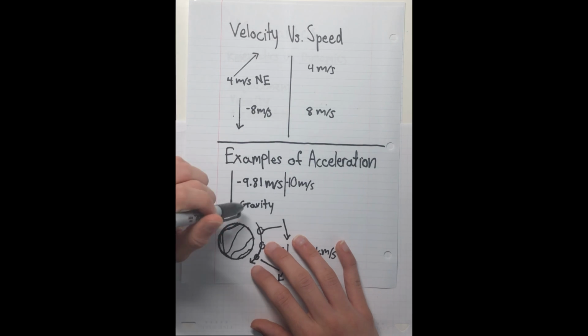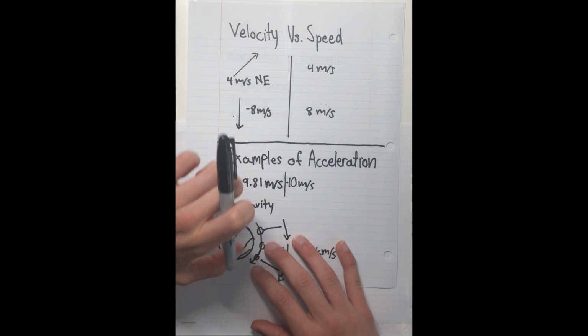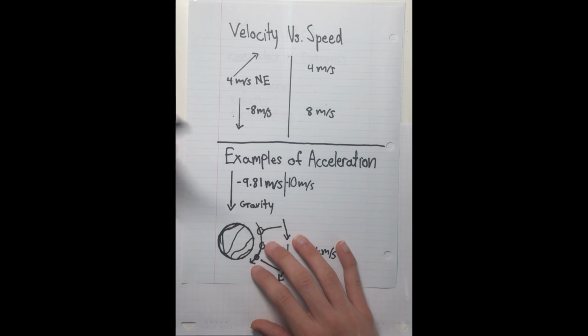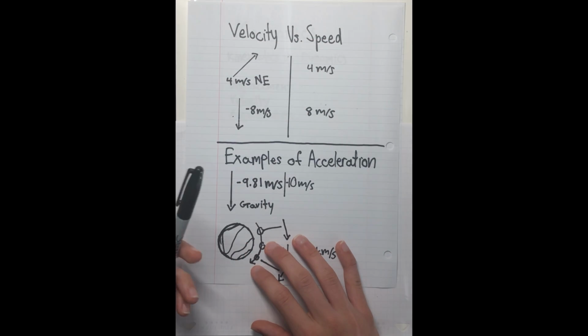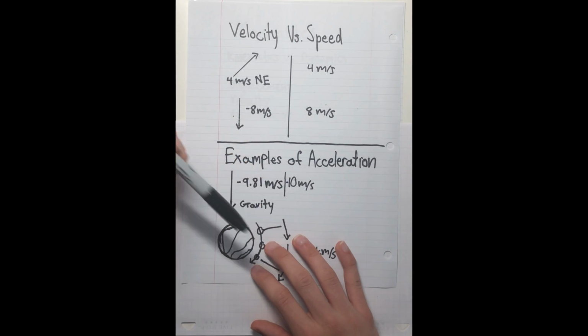Now, the reason that gravity has a negative acceleration is because most of the time you'll be discussing objects that are traveling in the opposite direction of it, such as projectile motion, which is always going to be projected upwards against the force of gravity. Now, acceleration doesn't always have to be something speeding up, as you can see in the case of gravity, gravity actually slows things down.